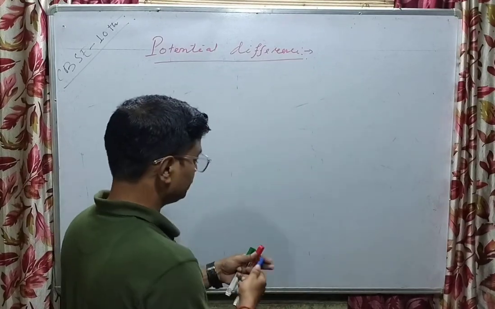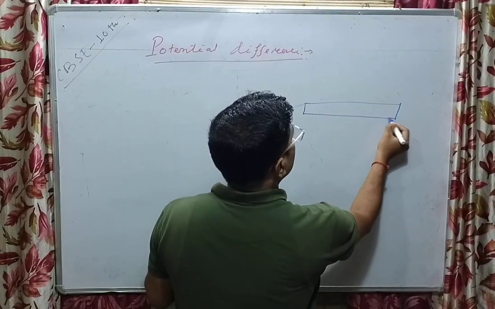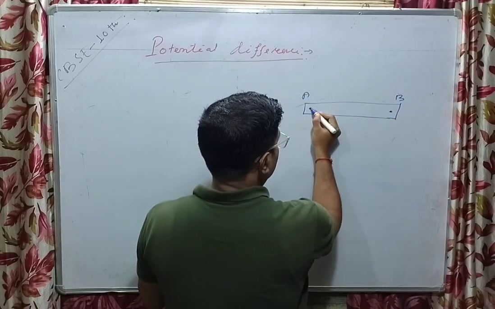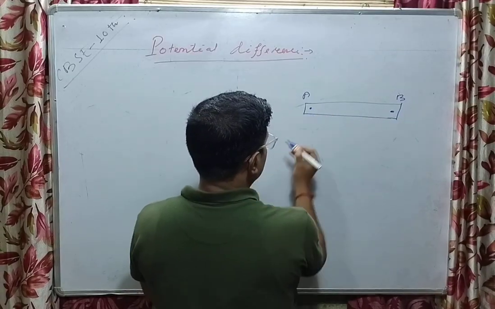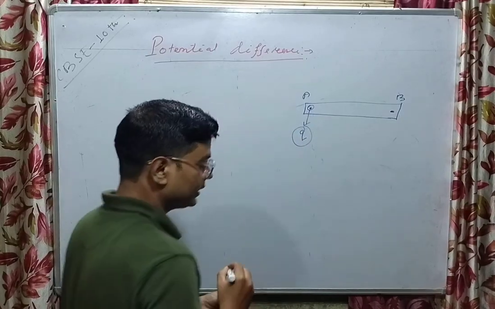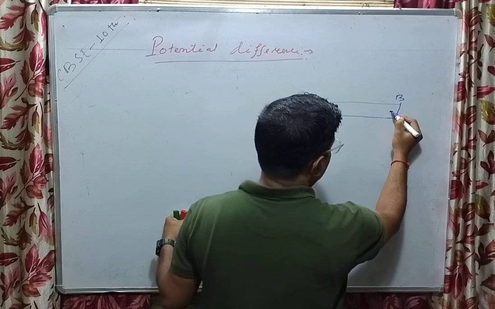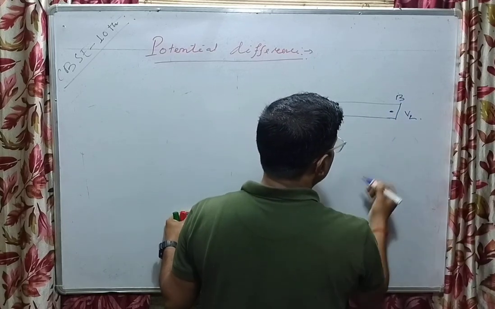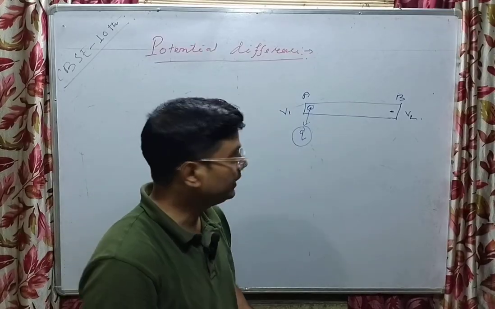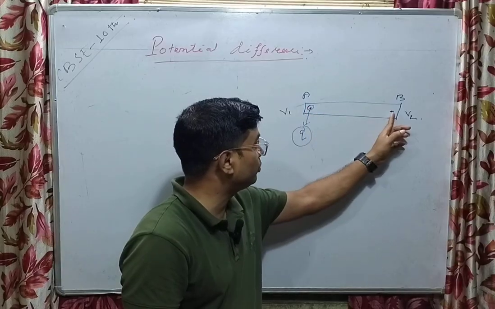Suppose, let us consider, students, a conductor and two points, A and B. Suppose at point A there is a charge Q, and the potential at point A is V1 and at point B is V2. Now, I need to do work to carry this charge from point A to point B.